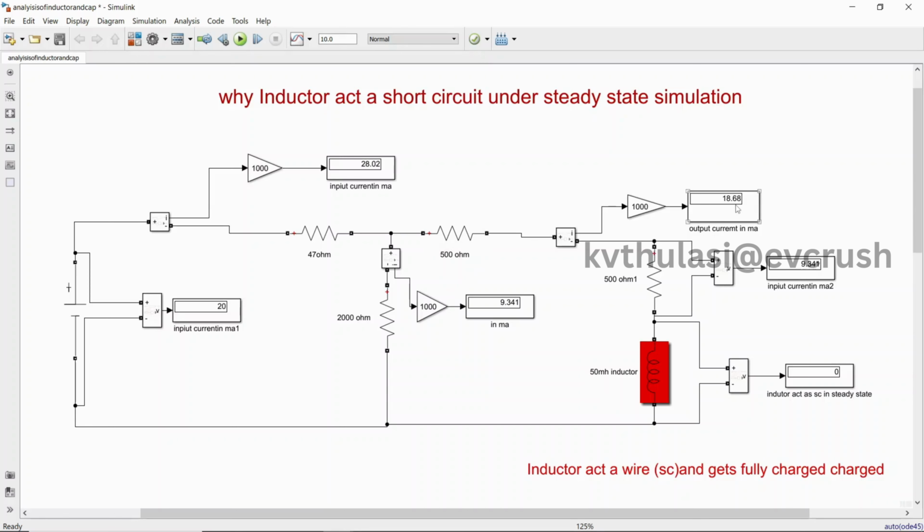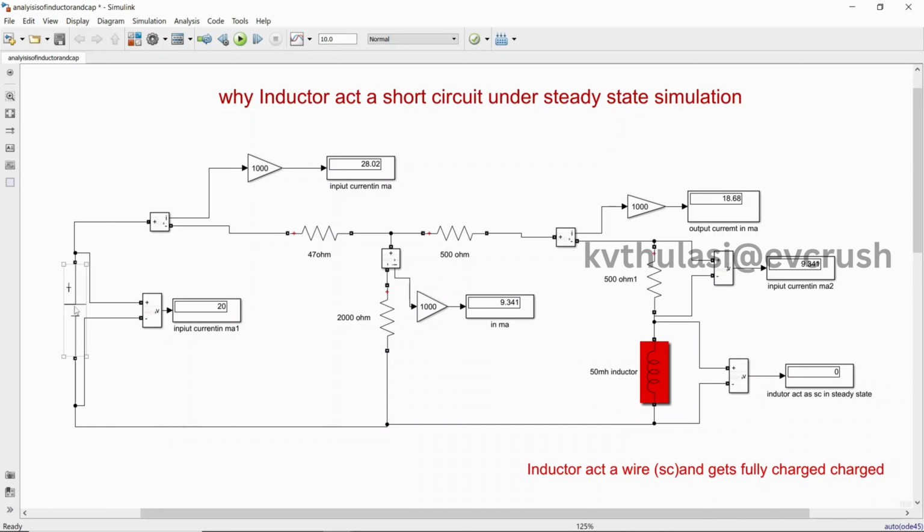Okay, but here you can see the current will flow in the inductor. How much current? This current is called the short circuit current. This current will flow into the inductor, and the inductor gets fully charged. I connected a voltmeter. The voltage across the inductor is how much? 0. Since the voltage across the inductor is 0, I can conclude that the inductor is acting like a short circuit and allowing a maximum current of 18.68 milliamperes to flow. That's why an inductor acts like a short circuit under steady state condition.